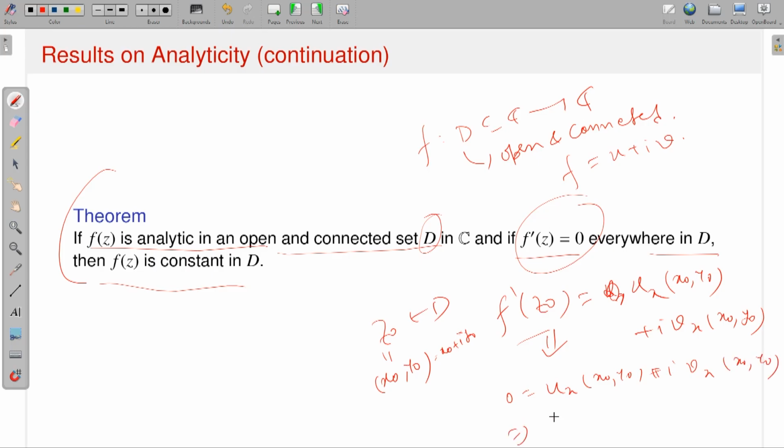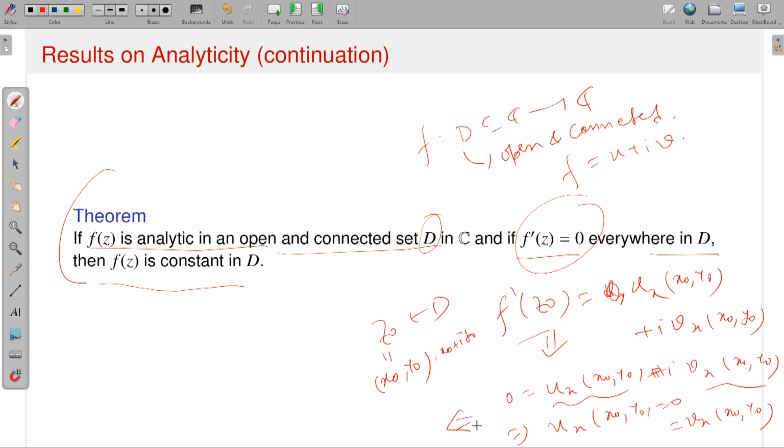Then what will it imply? Since this is real, ux at the point x0, y0 is 0, same as vx at the point x0, y0. So that means ux and vx are 0 at the point x0, y0. But you have something more. Since it is complex differentiable, u and v satisfy the Cauchy-Riemann equations.